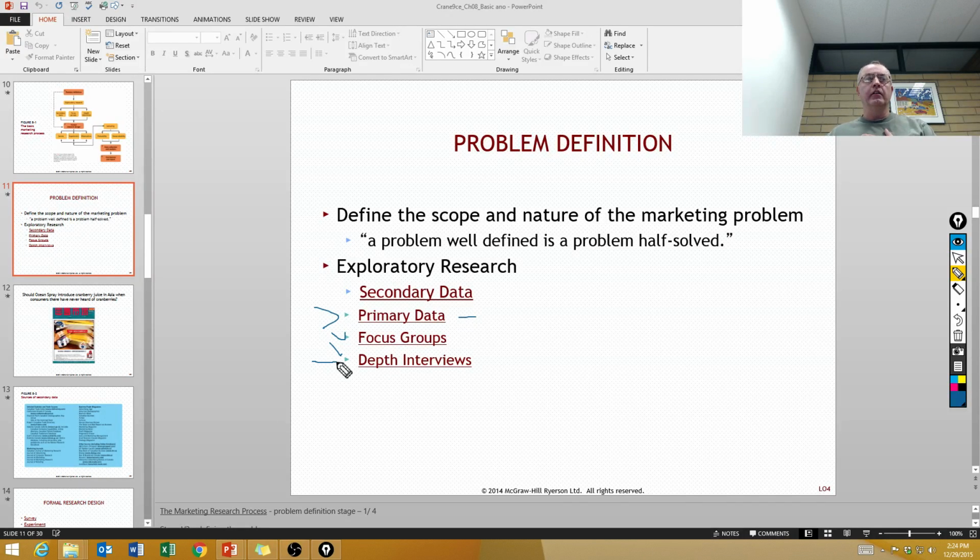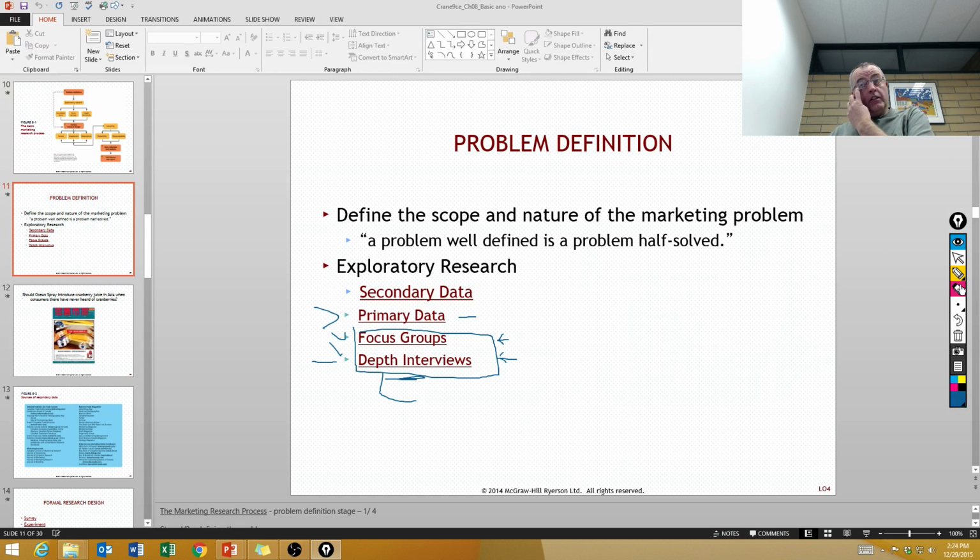And then another approach to generating primary data during the exploratory research stage is through the use of depth interviews. So instead of having a group of interviewees, you have the interviewer and simply one interviewee that the interviewer kind of probes with questions. And again, depth interviews are used to help understand what the marketing issue or the marketing problem is.